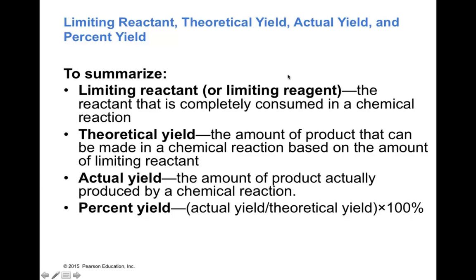I want to emphasize that the theoretical yield you need to calculate by the amount of the limiting reactant. So you first need to determine which one is the limiting reactant, and by using that, you then calculate the amount of product that will be produced. So the theoretical yield is calculated using the amount of the limiting reactant.